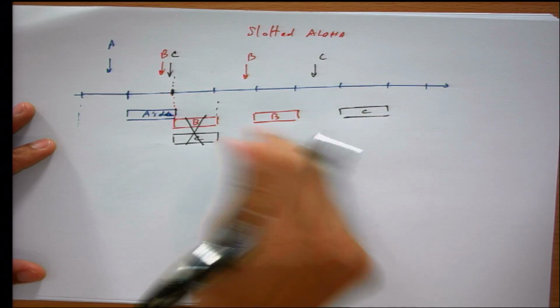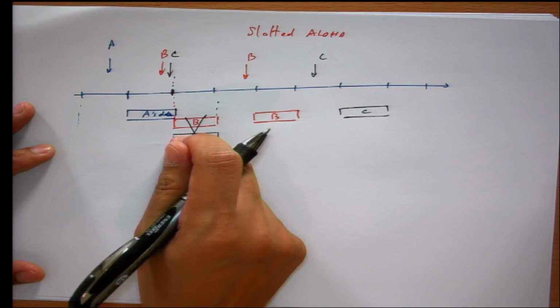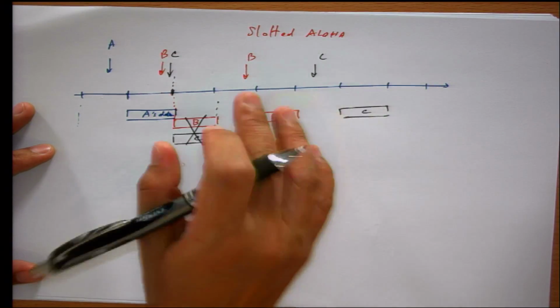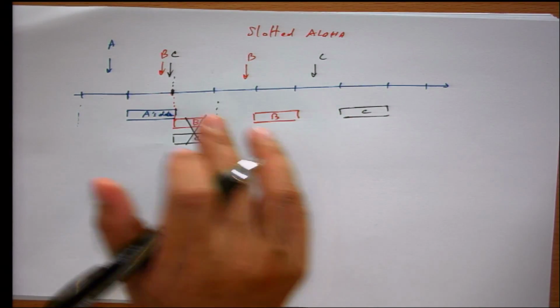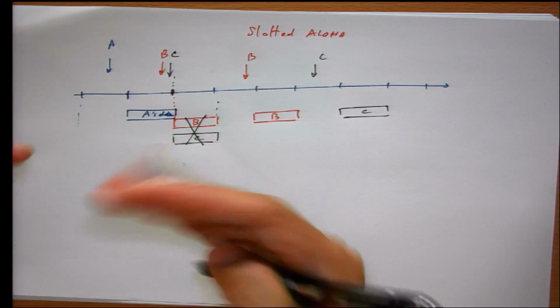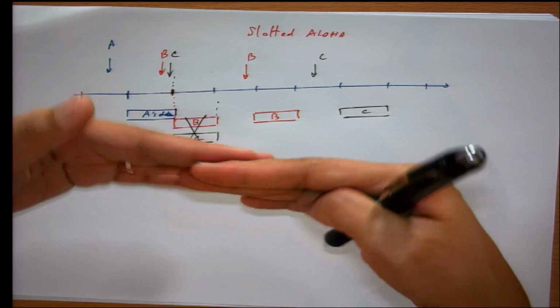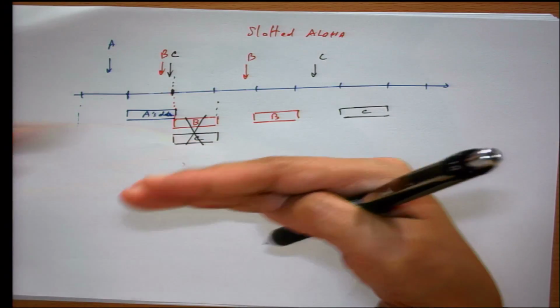So no collision anymore. So when it collides, it will collide completely. When it does not collide, it will not collide at all. So there is no problem of just a little overlap as in the unslotted Aloha.